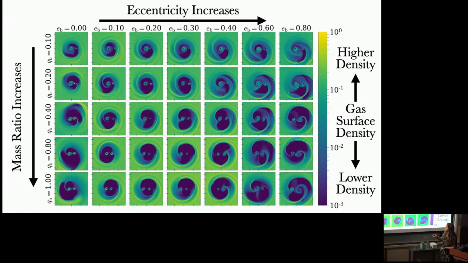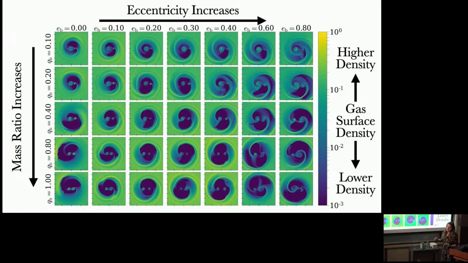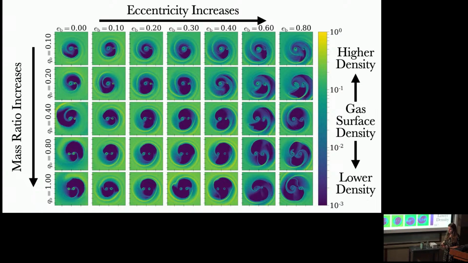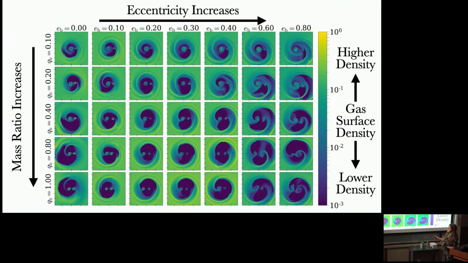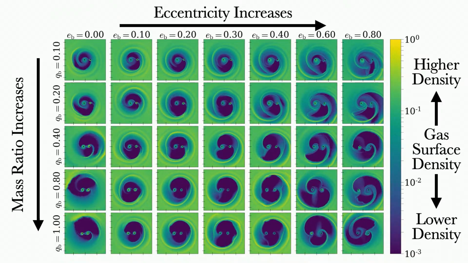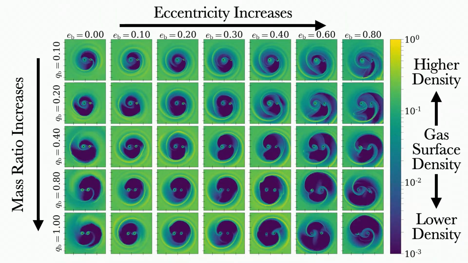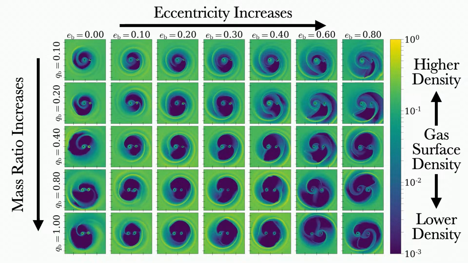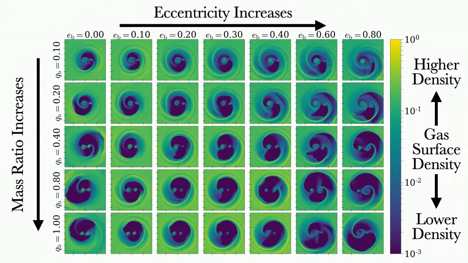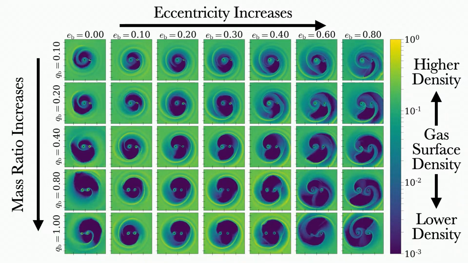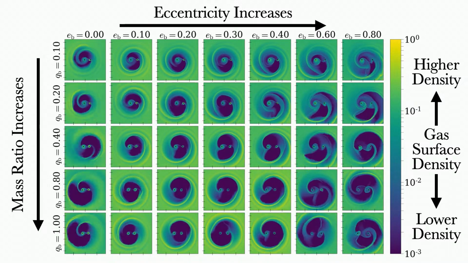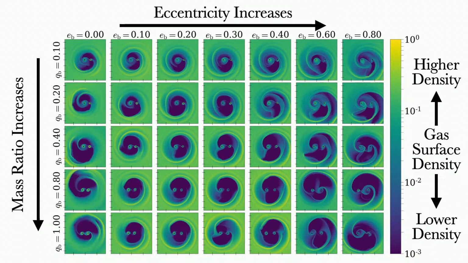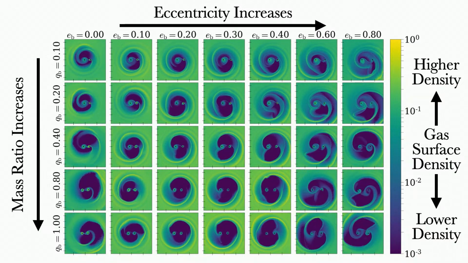And all of these disks, all of these binaries are immersed in the same initial disk configuration. And the goal is then to figure out what the gravitational interaction between the disk and the binary produces at the end over long periods of time. So the colors here indicate surface density, and the light green or yellowish color indicates very high densities, whereas the dark purple indicates a very low density region.